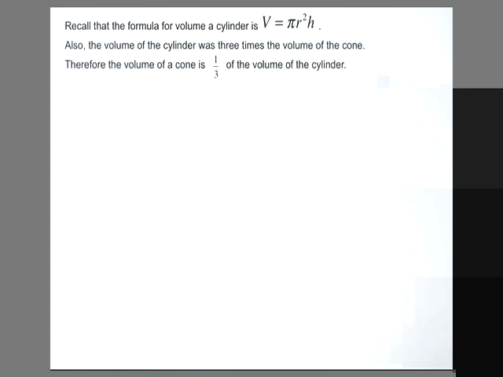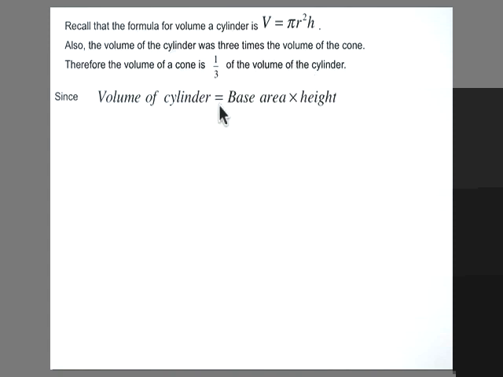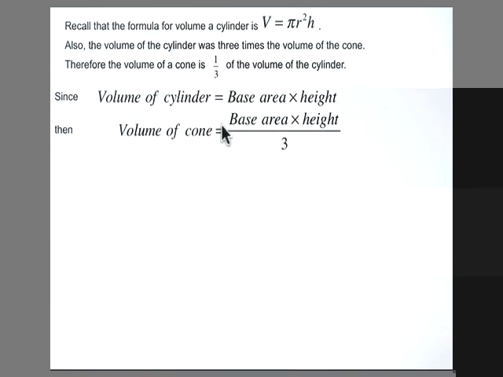But the formula for volume of a cylinder is volume equals pi r squared h. Also, the volume of the cylinder was 3 times the volume of the cone. Therefore, the volume of a cone is 1/3 of the volume of the cylinder. Since the volume of a cylinder is equal to base area times height, then the volume of a cone must be the base area times height divided by 3.